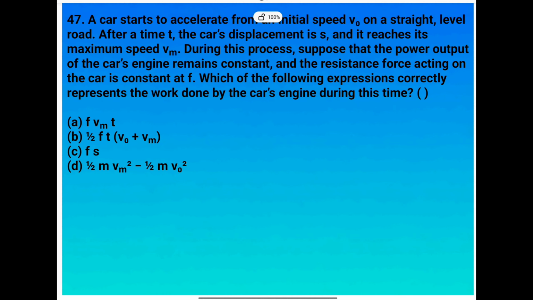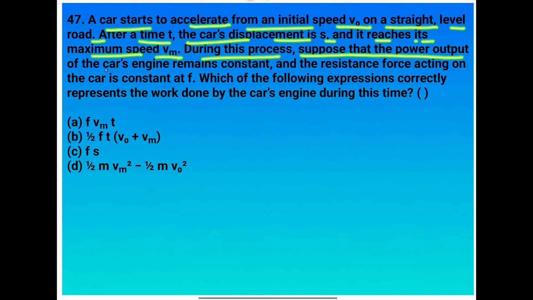Now move to question number 47. A car starts to accelerate from an initial velocity v0 on a straight level road. After a time t, the car's displacement is s and it reaches its maximum velocity vm. During this process, suppose that the power output of the car's engine remains constant and the resistive force acting on the car is constant. Which of the following expressions correctly represents the work done by the car engine during the time?